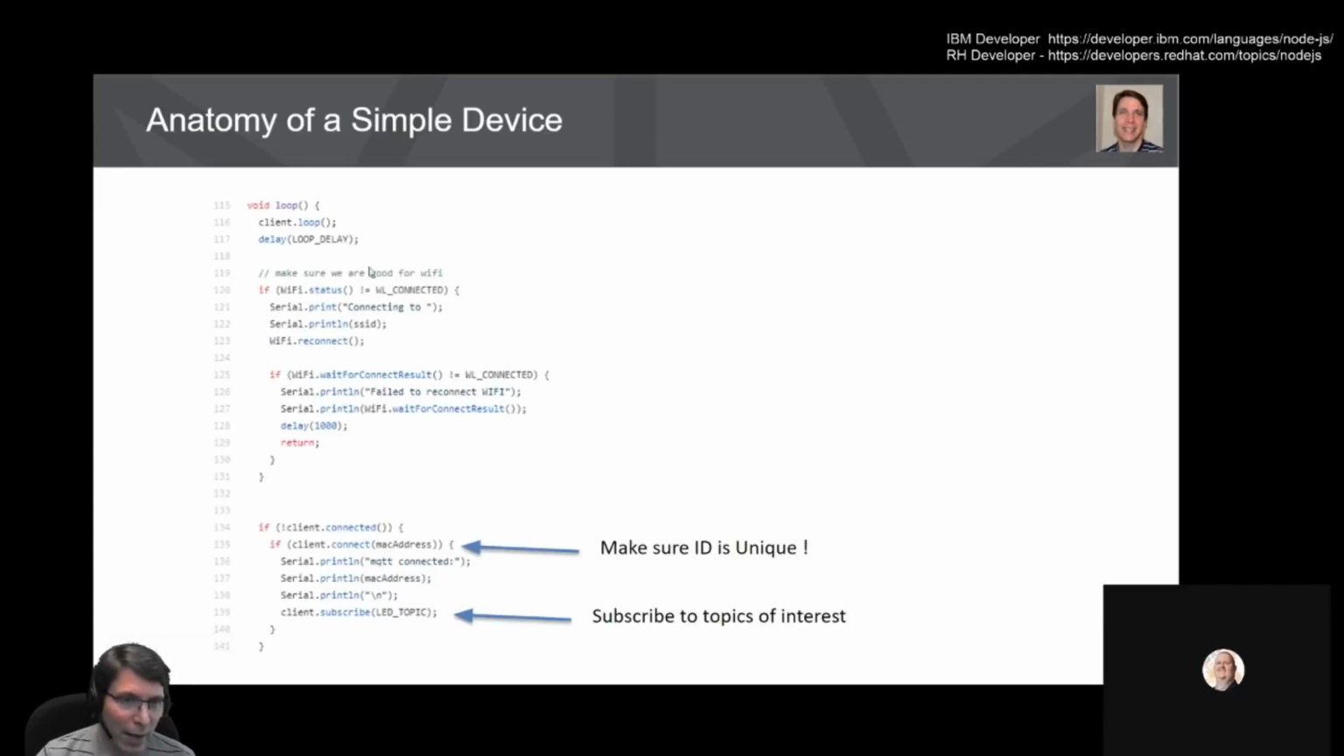You can see here that we've created a client, and within this loop, at first we check to say, are we connected to the Wi-Fi? If so, let's start. If not, let's connect. And here's where we're passing in that unique ID. Once we're connected, we subscribe to the topic, in this case the LED topic that we can send to.